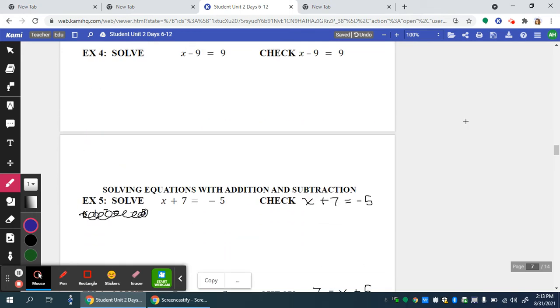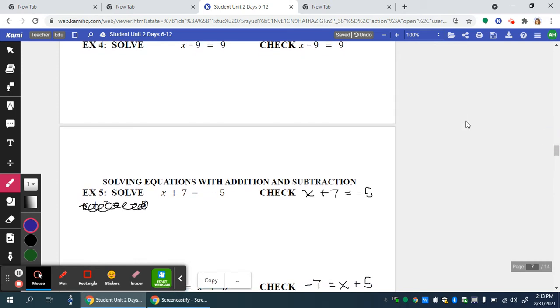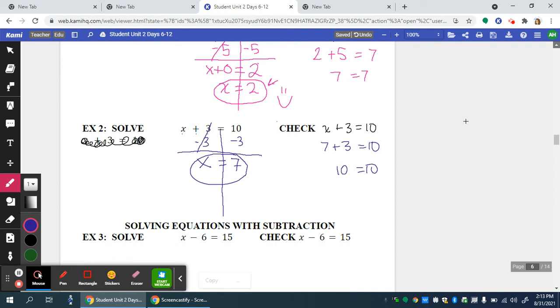Now we're going to go down to solving equations with subtraction. I went too far. There we go.